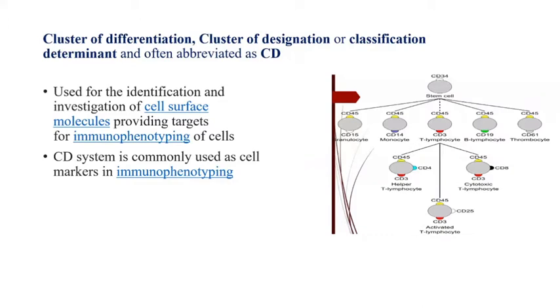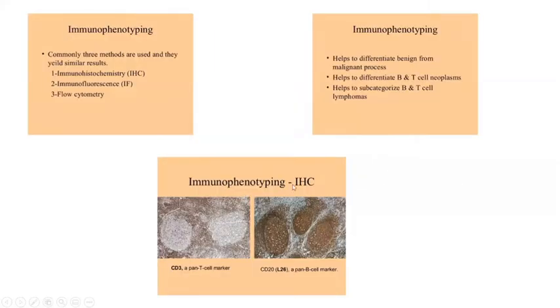You should remember, for T cells we have CD3. All mature T cells express CD3, and B lymphocytes will express CD79 and CD20. So this is immunohistochemistry. You can see CD3 is highlighting all the T cells present in the paracortex, and these lymphoid follicles are B cell positive. So immunohistochemistry helps to differentiate between the lineages of the lymphoma, whether it's B cell or T cell.